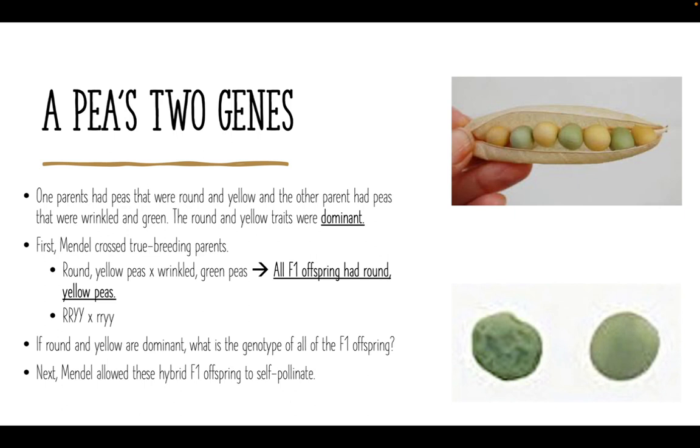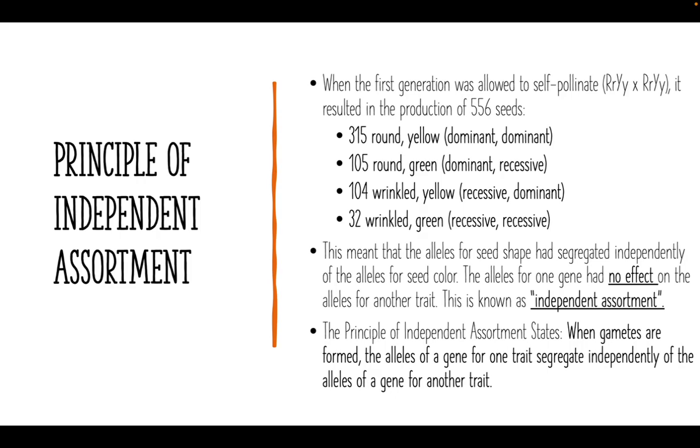So we then allowed them to self-pollinate. And when we allowed the first generation to self-pollinate, we actually did produce offspring with completely recessive genes. So the production of the first generation meant that the alleles for seed shape had segregated independently from the alleles for seed color, meaning that one gene had no effect on alleles for another trait, known as independent assortment.